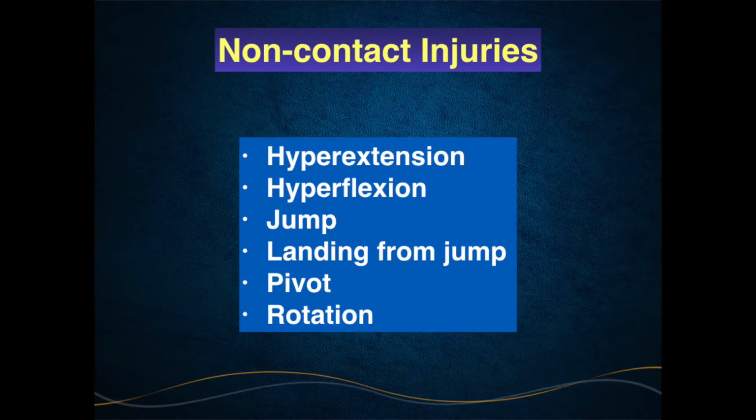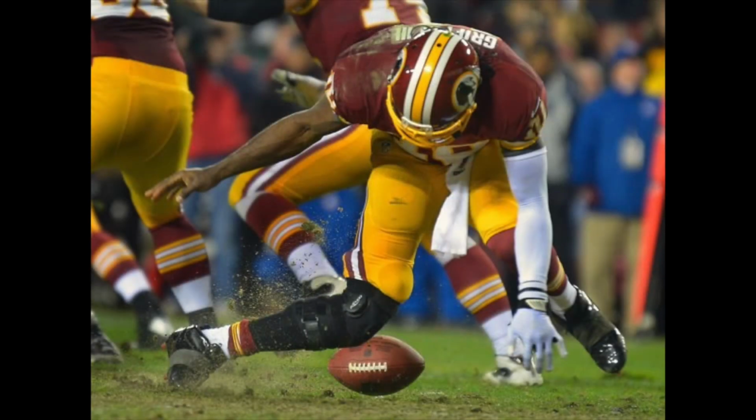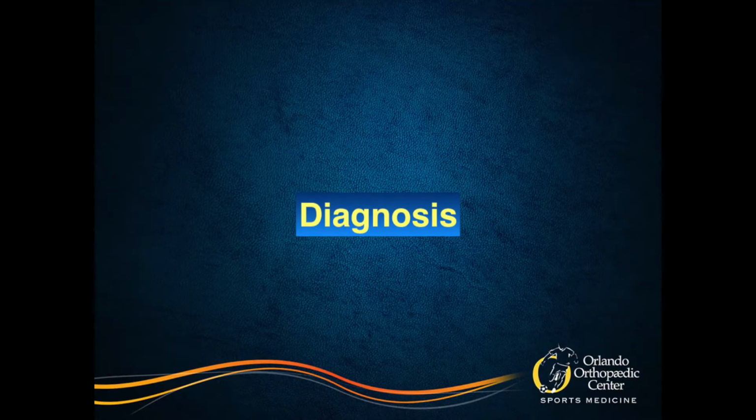Non-contact injuries can be hyperextension injuries to the knee, hyperflexion, jumping, landing from a jump, pivoting, rotating, numerous mechanisms. They can be somewhat innocuous, such as just putting the foot down and turning and running, or more severe, like this very popular one that occurred.